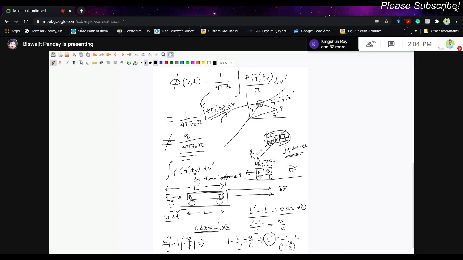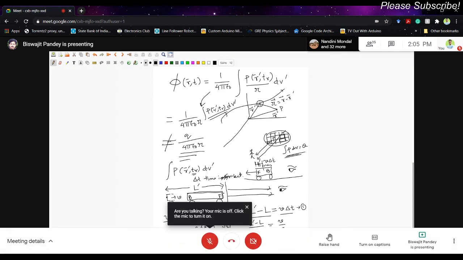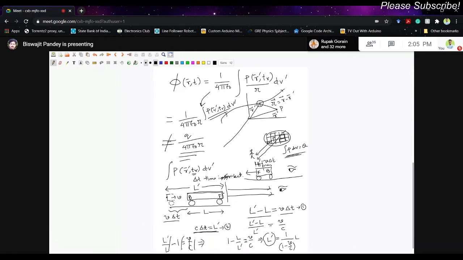If you write down the same equation once again, you can see that L prime will be 1 over 1 plus V by C times L. That means a train which is receding away from the observer will appear to be shorter by a factor of 1 over 1 plus V by C. A train which is moving towards you will appear to be longer by a factor of 1 over 1 minus V by C, right? So this is a purely geometrical effect.